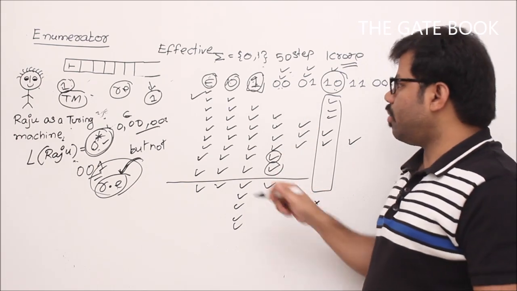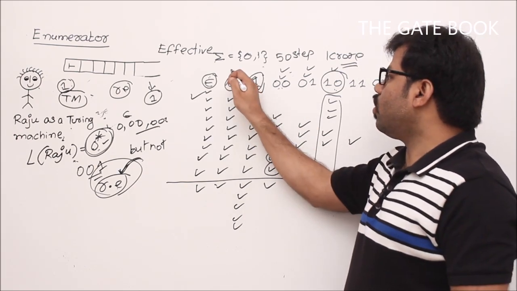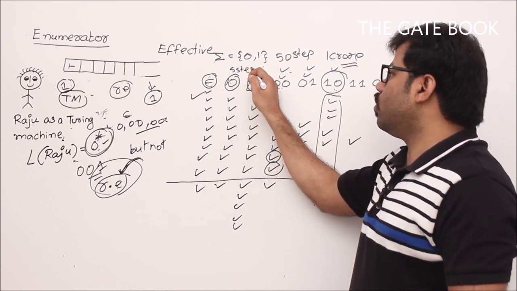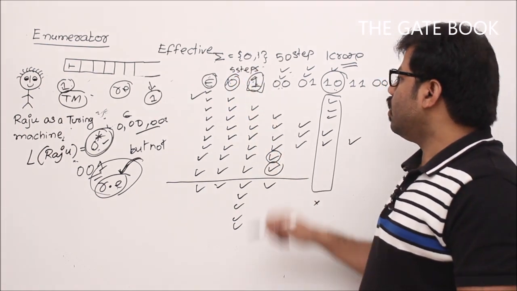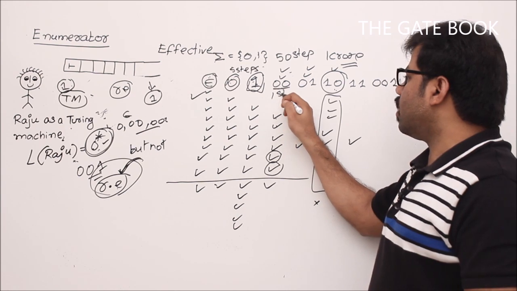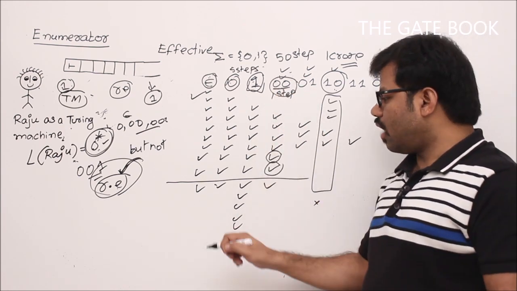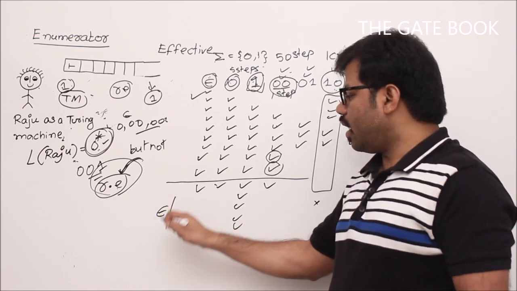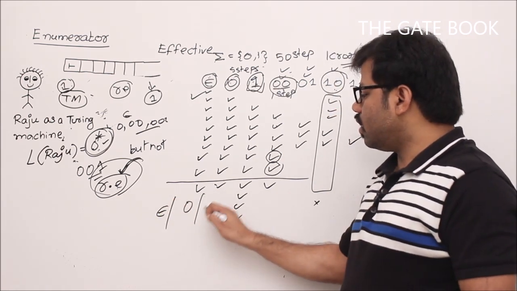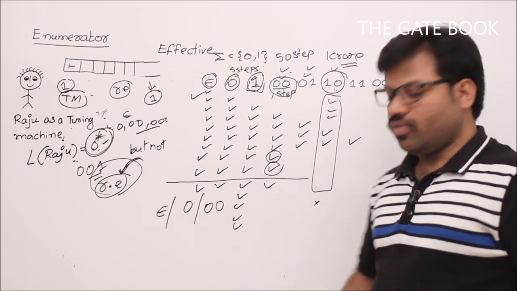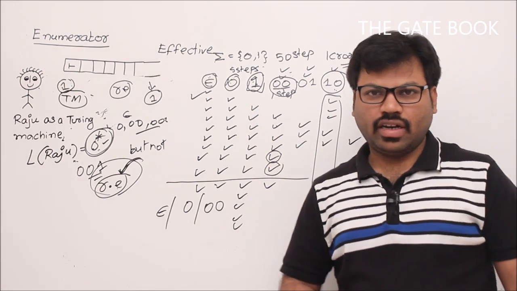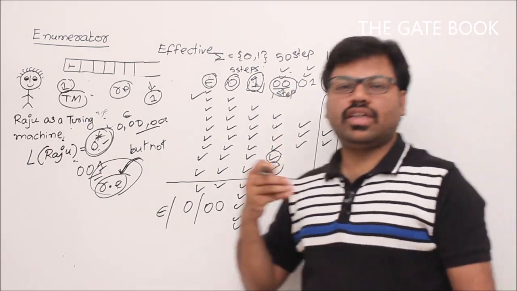When you run in a time sharing manner, assume that, let's say, 00 takes 5 steps on this Turing machine, but 0 takes only 1 step. Then which one will be generated first? 0. That means, are we generating in this order: epsilon, then 0, then 00? No, we are generating in a random order, correct? It depends on the number of steps it takes.